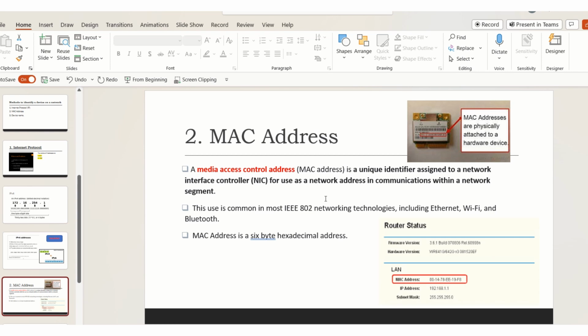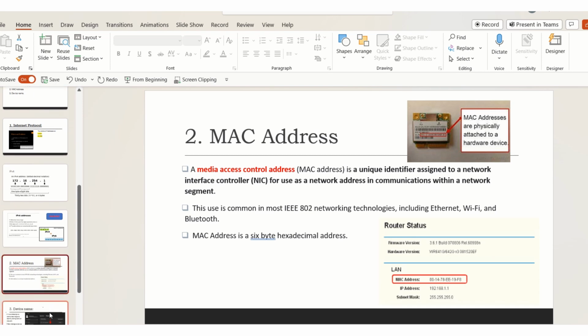It has got two parts, that is, one is manufacturer's unique identifier and NIC specific address. So this is another way. Now the major uses of MAC addresses, it restricts or allows access to network. You can track a device using MAC address, and then you can identify a device on the network. So this is the second method of identifying a device.